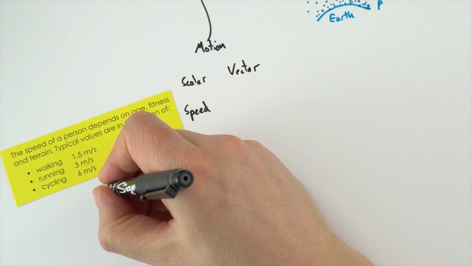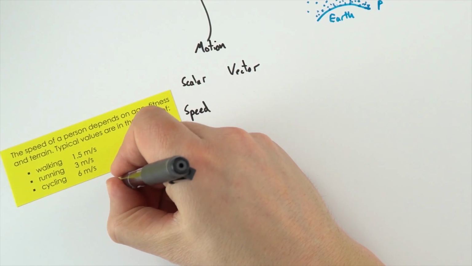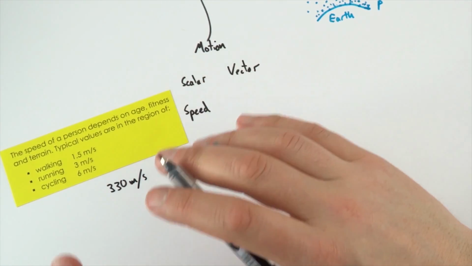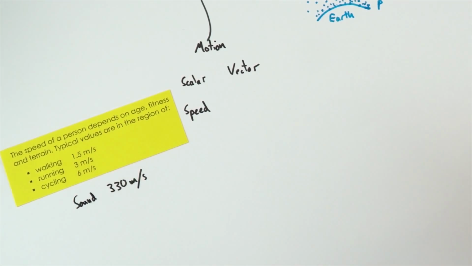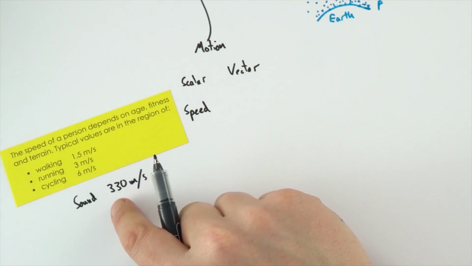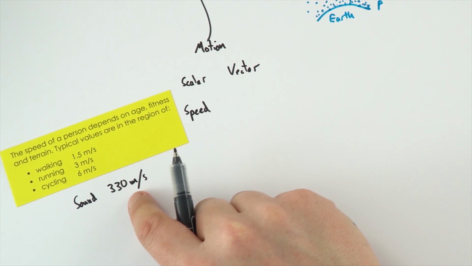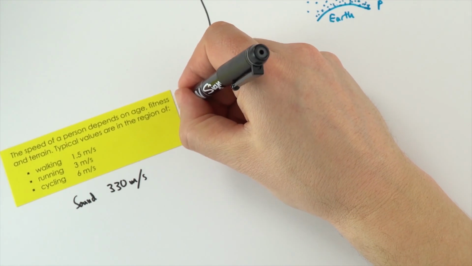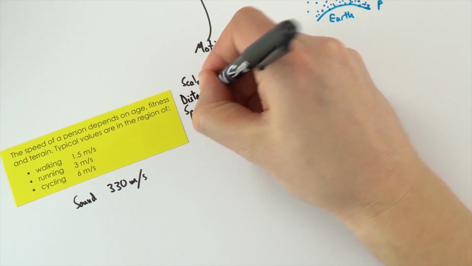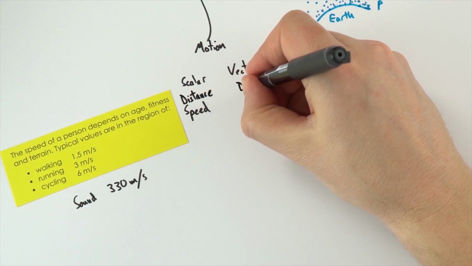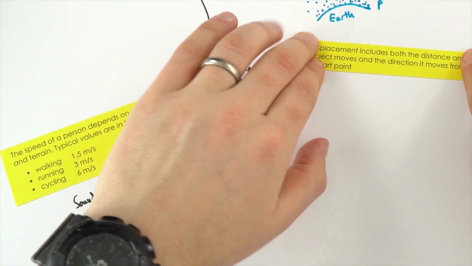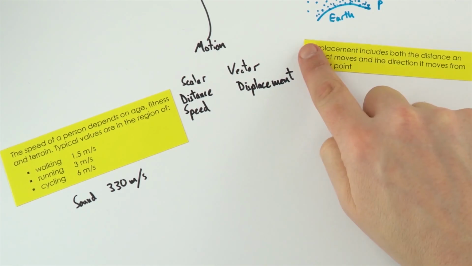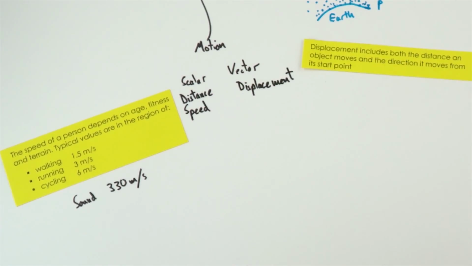You also maybe need to think about things like the speed of sound, which is much quicker. Sound travels at 330 meters per second, depending on exactly where you are in terms of the atmospheric conditions. But things like light and other electromagnetic waves travel at 300,000,000 meters per second, so even quicker than that. Now, scalar quantities also include things like distance, but there's a vector equivalent called displacement. This includes not just the distance that something is moved, but also the direction that it's moved from its start point. So vectors always have a direction as well.